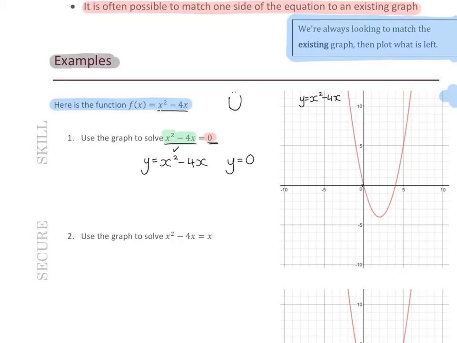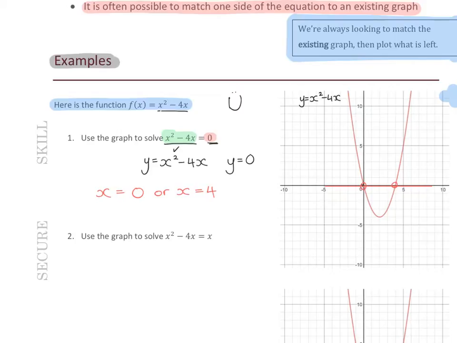And y equals 0, I'm just going to grab my ruler. So y equals 0, in red for this question for part 1, goes like this. And then we are looking for the points of intersection. So one is here and one is here, and they are my answers. So therefore x equals 0 or x equals 4. So we're using the idea of the intersection to solve this graphically.